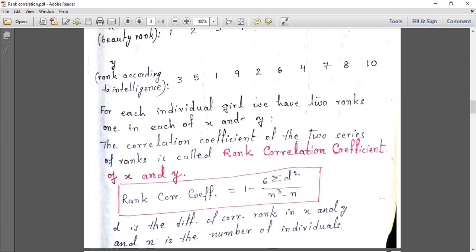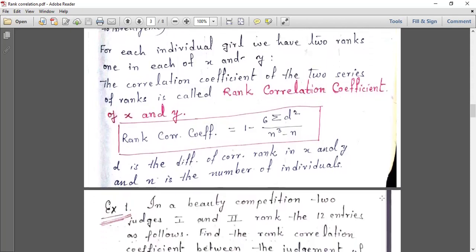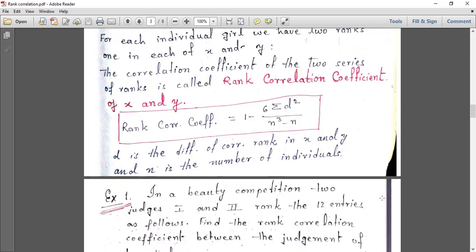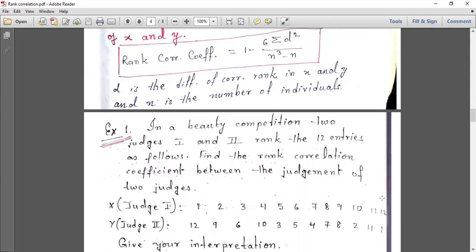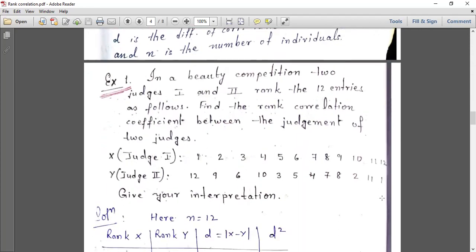And n denotes the total number of entries in the variables, or rather the total number of individuals considered in the data given to us. Now let us take a particular example where we are going to find this rank correlation utilizing this formula. Let us see how we need to proceed with this problem.